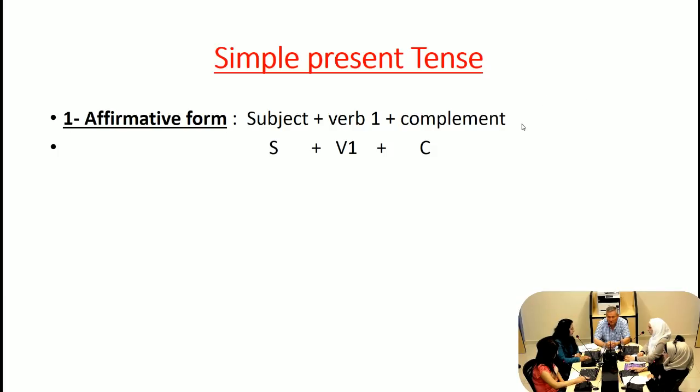to the other tenses. To start with the simple present tense, with the affirmative form, we start with the subject. After that, the verb in the base form. It means we use S with he, she, it.